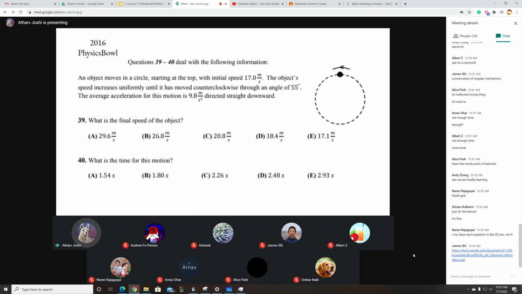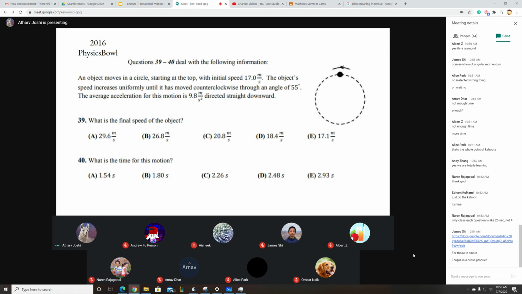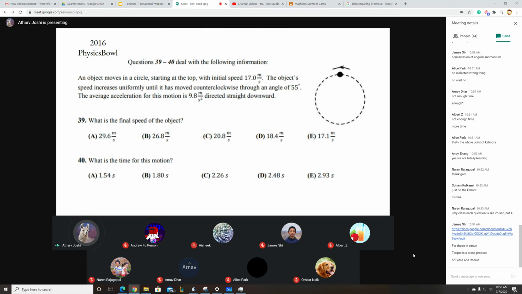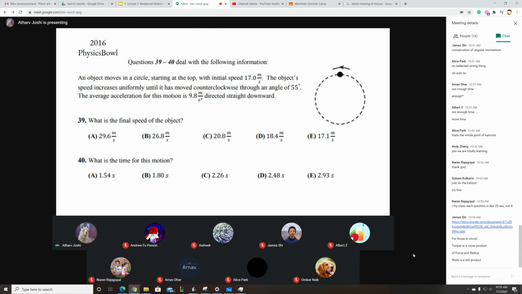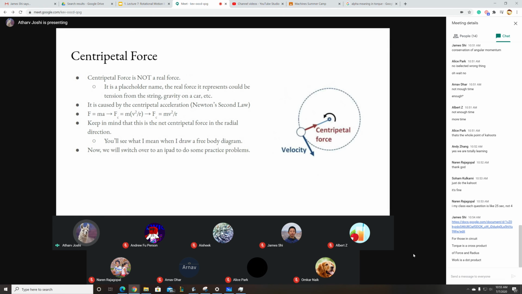Okay, so this is our first practice problem. You want to find the speed. Remember that requires the formulas for angular velocity, and you might need to use kinematics. I'm not sure. Hold on. Initial speed. So going back to our formula, centripetal acceleration is v squared over r. Force is mv squared over r.